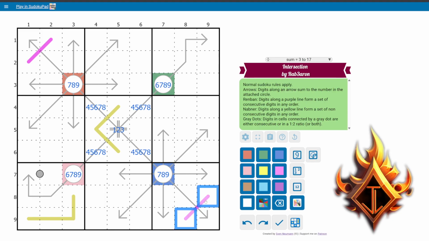Those. There cannot be an 8 on this line. Oh, actually, yeah, there could. Anyhow, so, a 9. A 9 would be a good place for the Nabner. But then an 8 could go there as well and escape that one from being a 1.